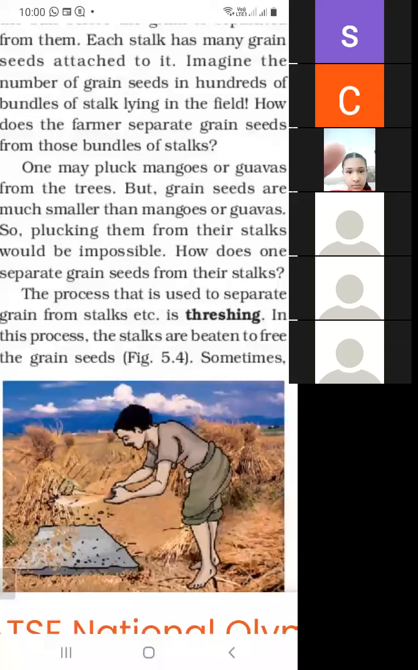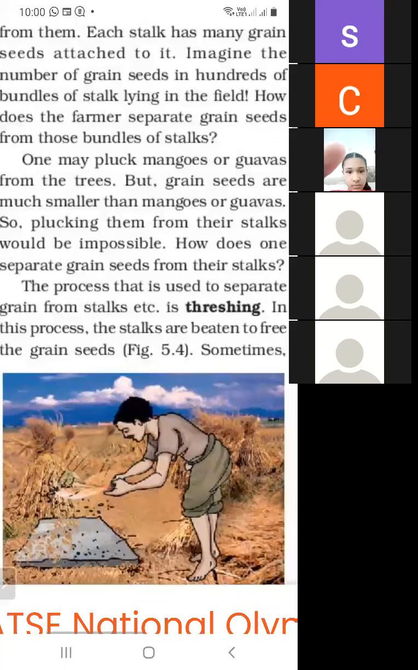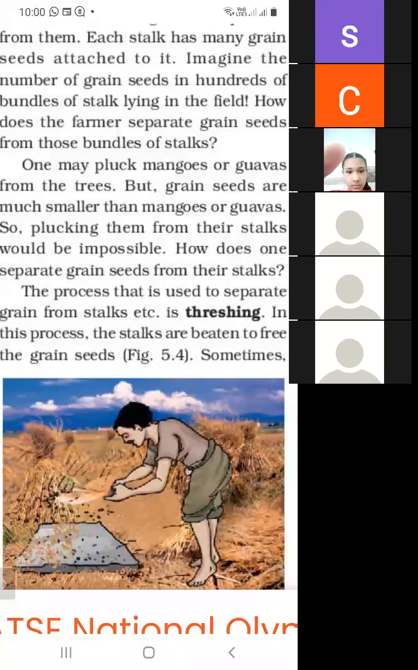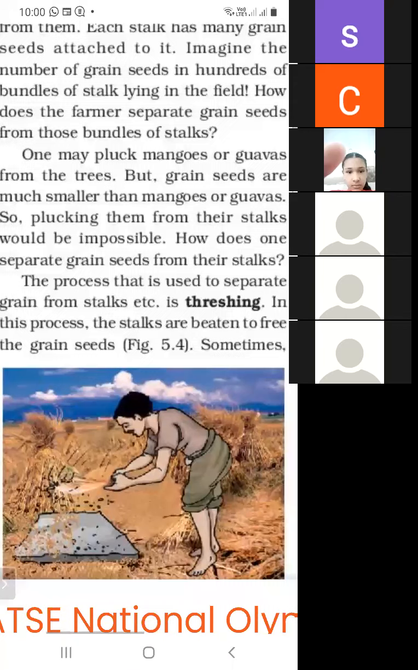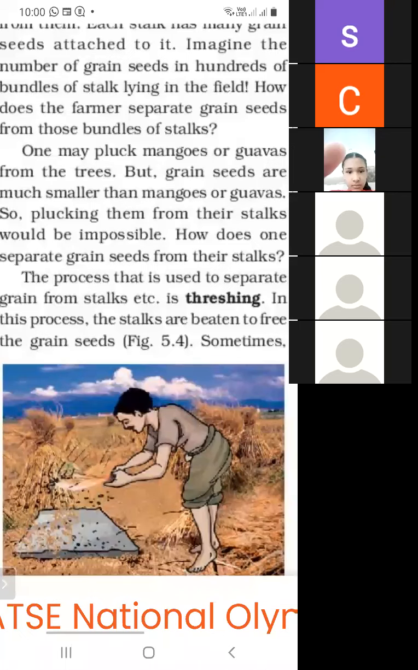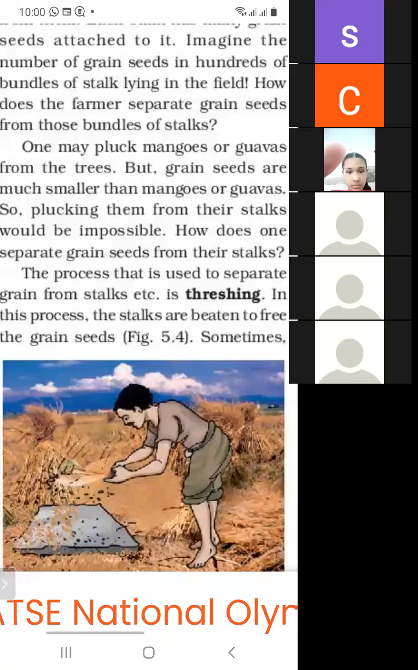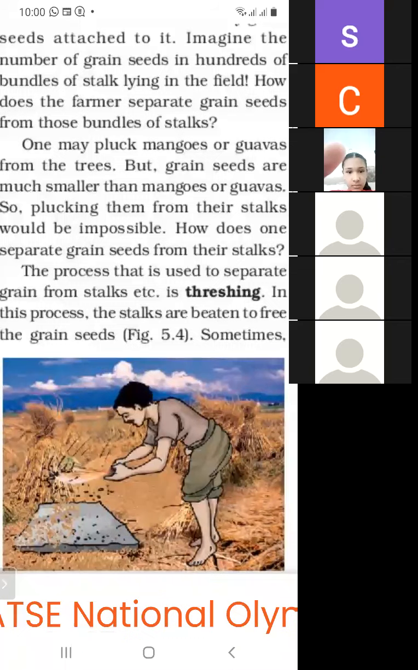Why can we not use the process of hand picking to separate grain from the stalk? Because the quantity of grain is very large, so we cannot separate it with the help of our hands. So how can it be separated? It can be separated with the help of bullocks, or with the help of machines. The process that is used to separate grains from the stalk is called threshing.